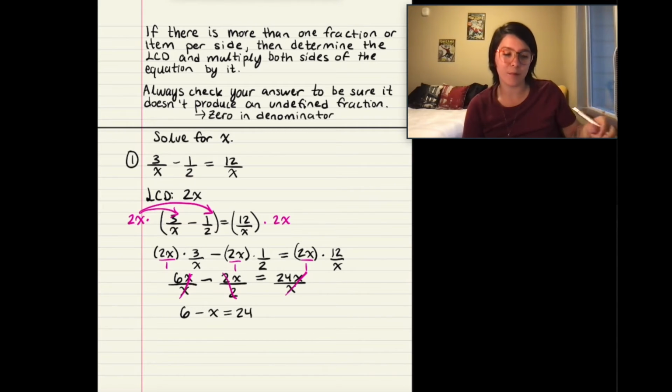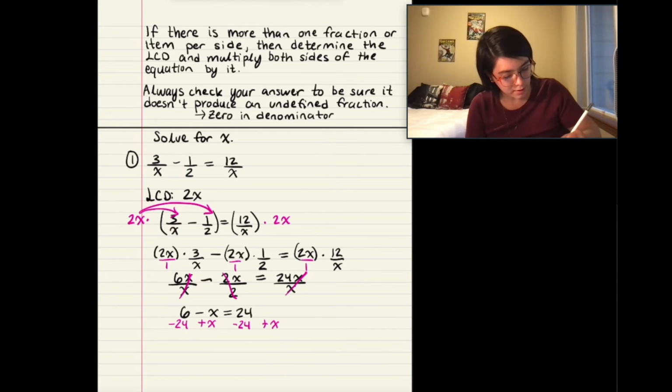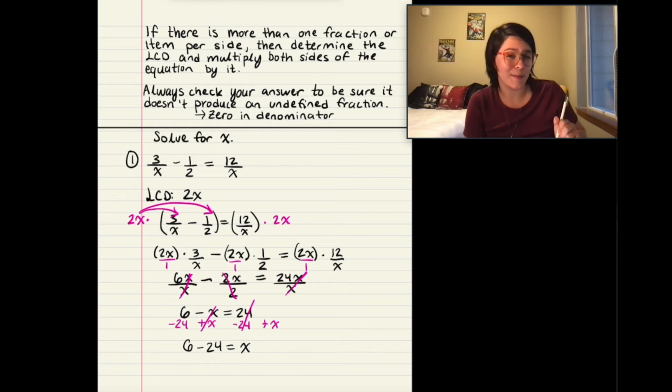And we can do this in a couple ways. Here's how I'm going to do it. I'll add x to both sides, and then I'll subtract 24 from both sides, so that our x's cancel on the left, and our 24's cancel on the right. And we have 6 minus 24 is equal to x. And 6 minus 24 is going to be negative 18. So we have x is equal to negative 18.